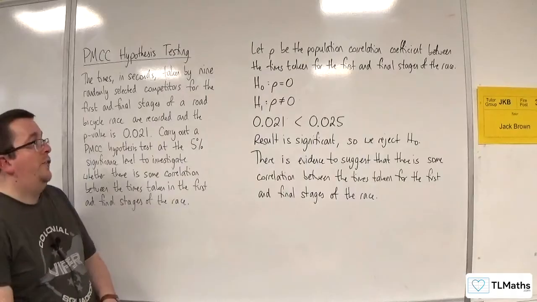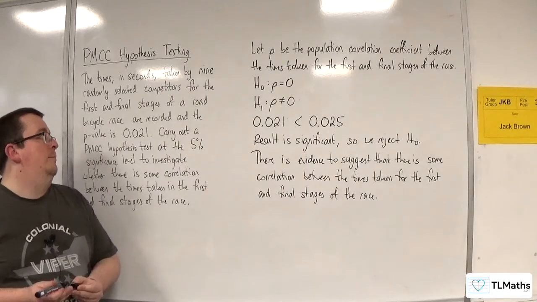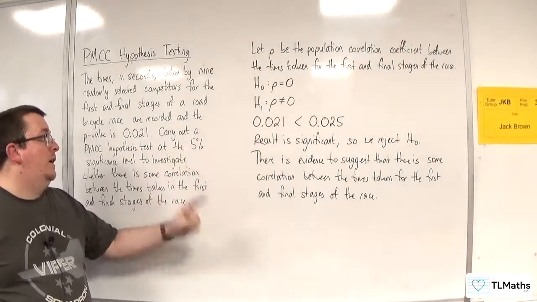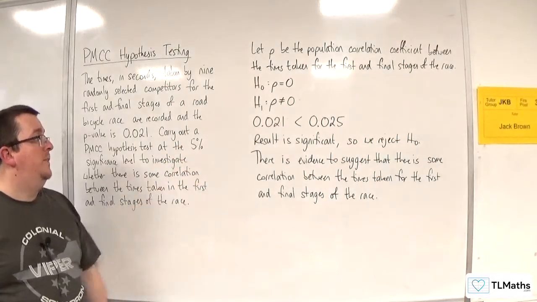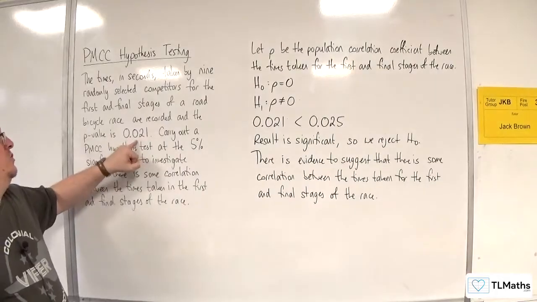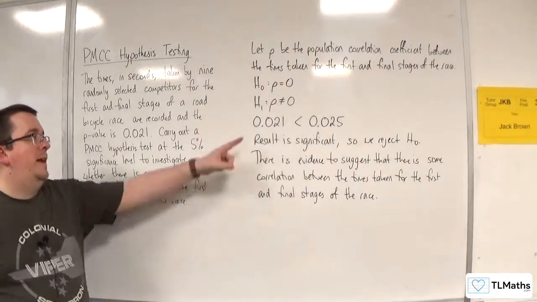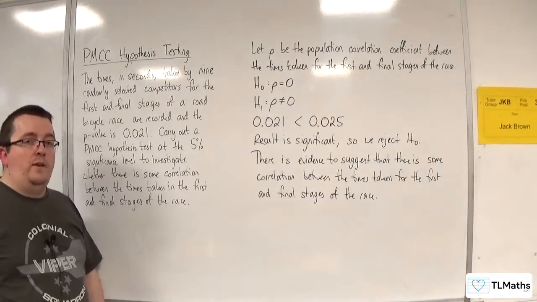Okay, so that's all it is. You're just really comparing this p-value against, in this case, half that significance level because it's two-tail. If it was a single tail, then I could just compare that against the 5%. And if it was compared against 5%, then it would still be significant in this case.